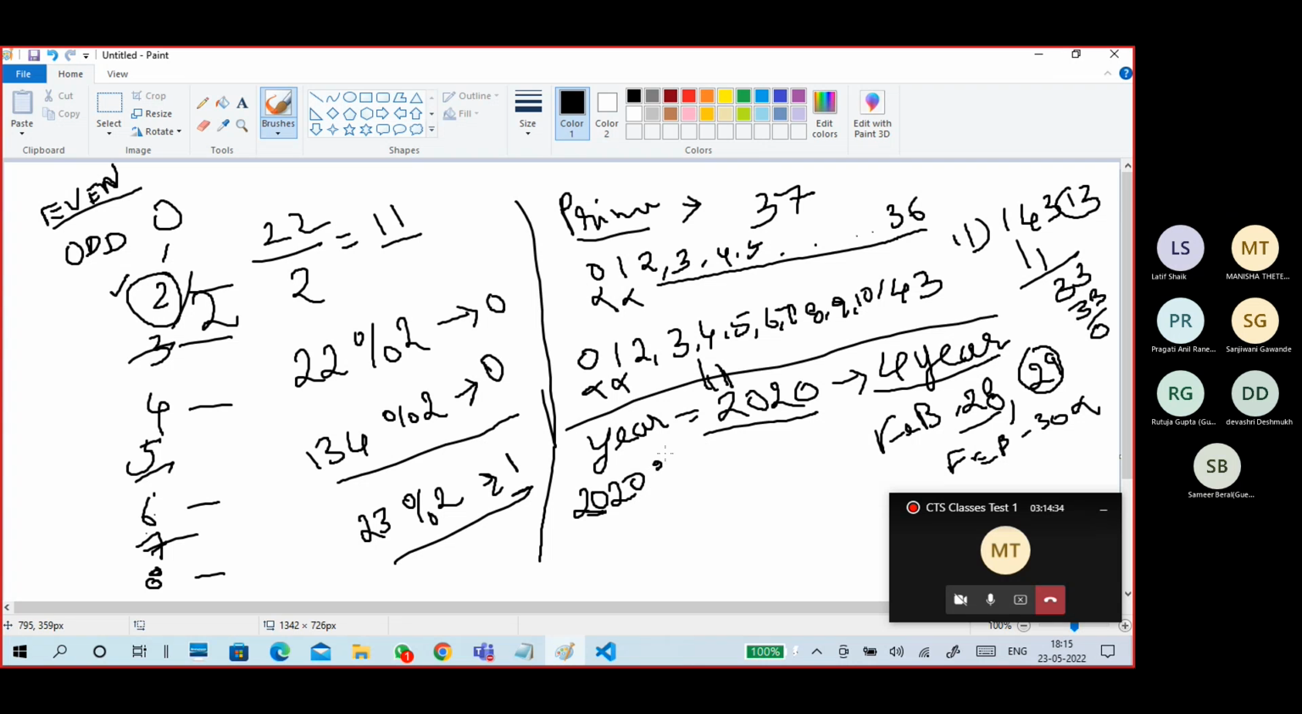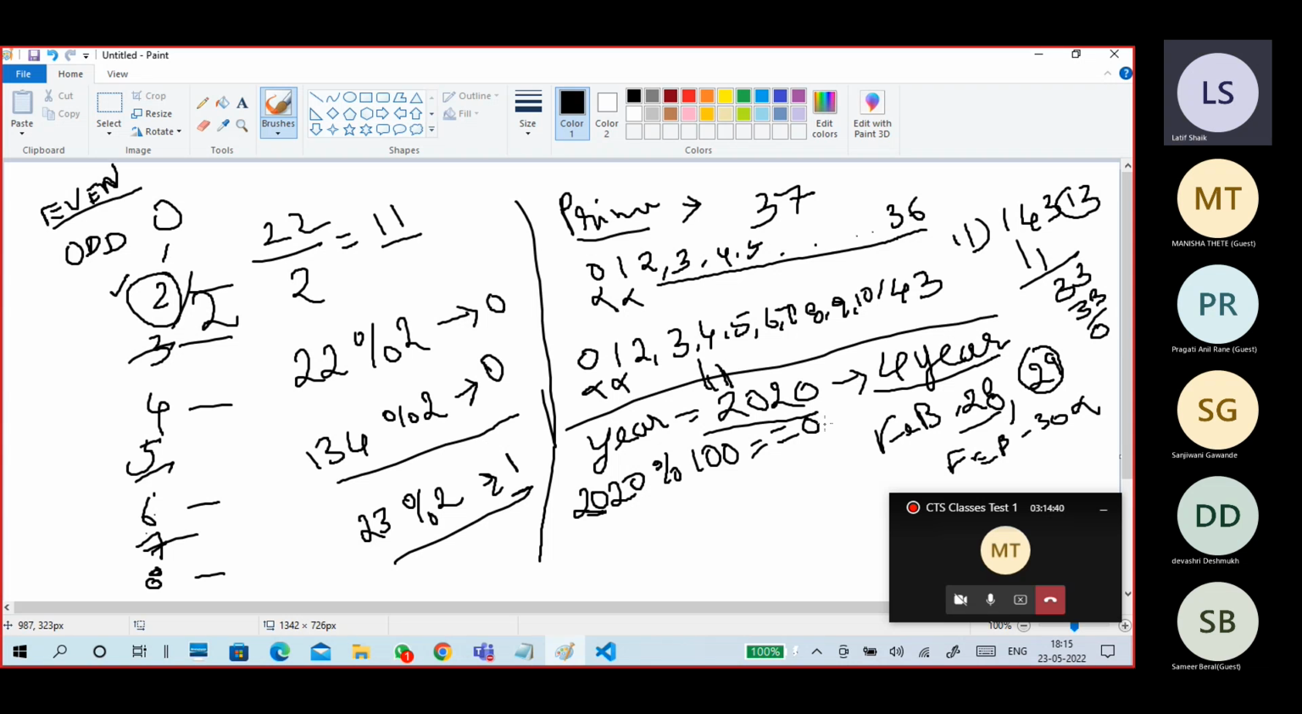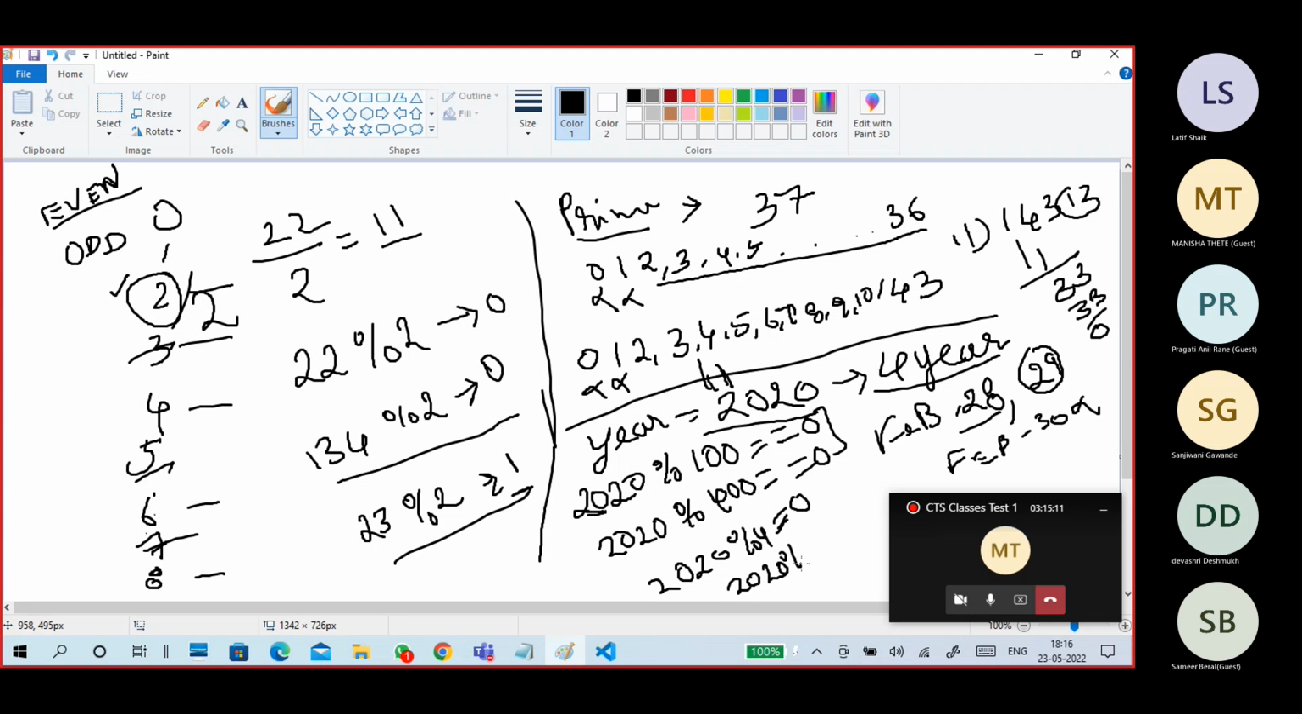Take the year and divide it by 100. This must be 0, and also try to divide with 400. That must be 0. If both are satisfied, then we can say it is a leap year, or at least one satisfaction. Try to divide by 4, and this result must also be 0, and try to divide with 100.